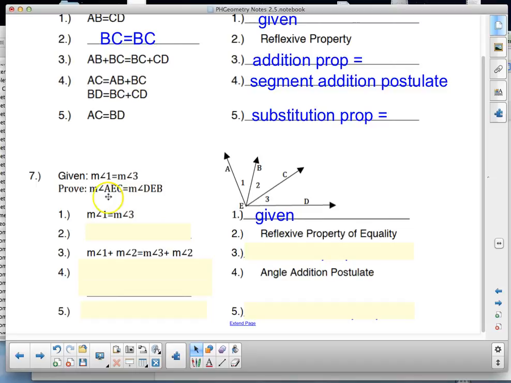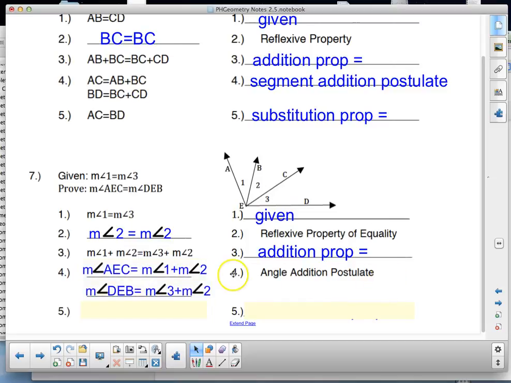So now I'm going to say that BEC is congruent to itself because of reflexive property of equality, or in this case, angle 2. BEC is angle 2. Now angle 1 plus angle 2 is equal to the measure of angle 3 plus the measure of angle 2. I just added the same thing to both sides, okay, by addition property of equality. So I add the same thing. And now angle 1 plus angle 2 is equal to the measure of angle AEC. Angle 2 plus the measure of angle 3 is equal to the measure of angle BED by angle addition postulate. That's what I did there.